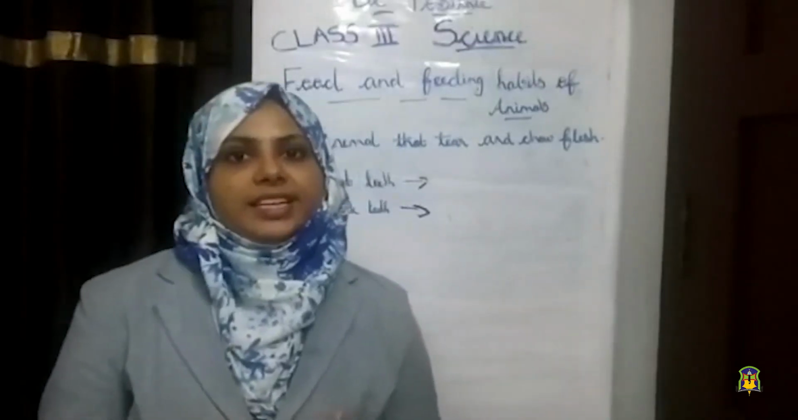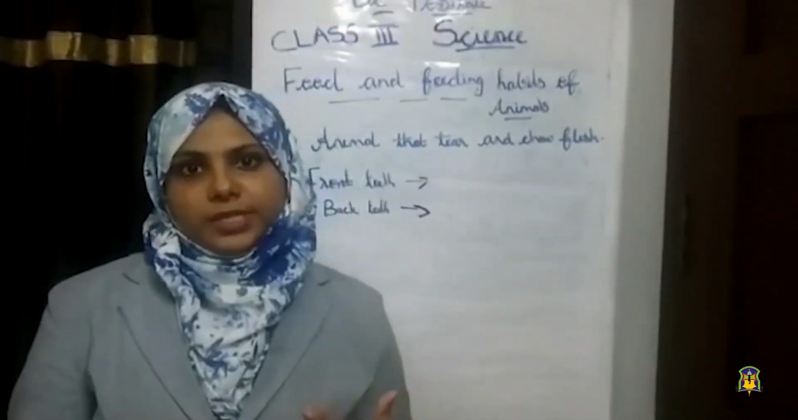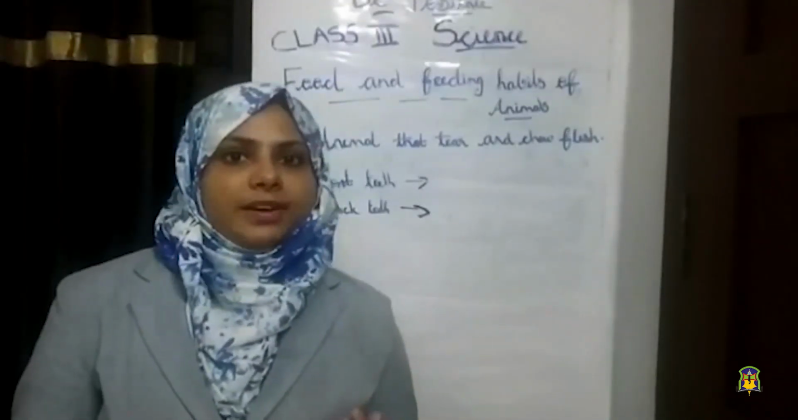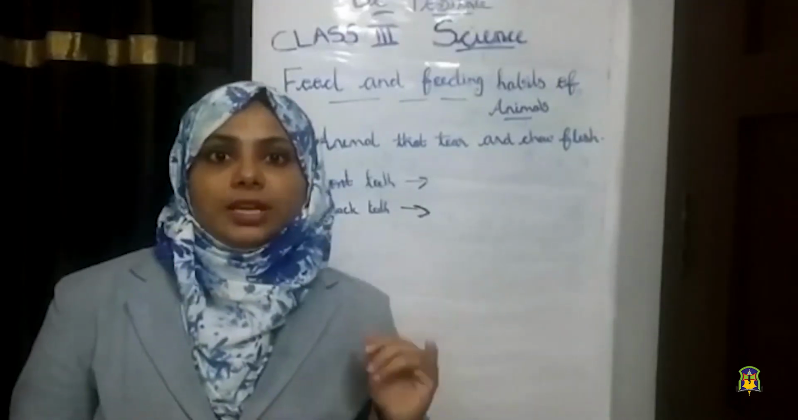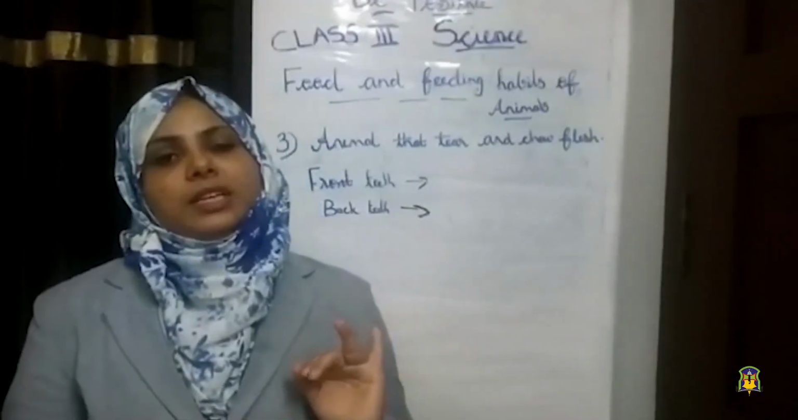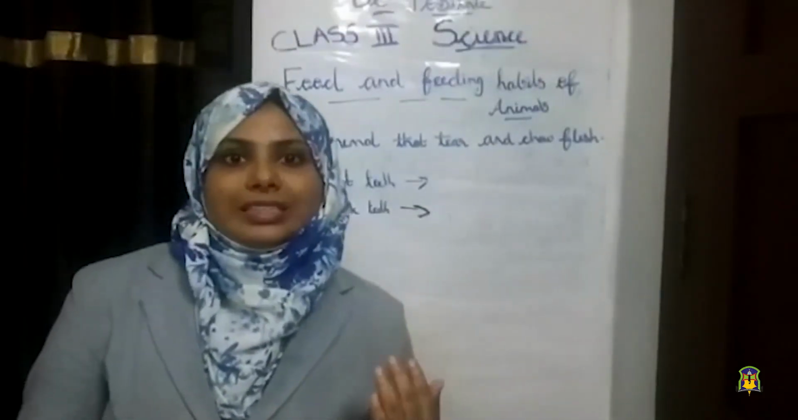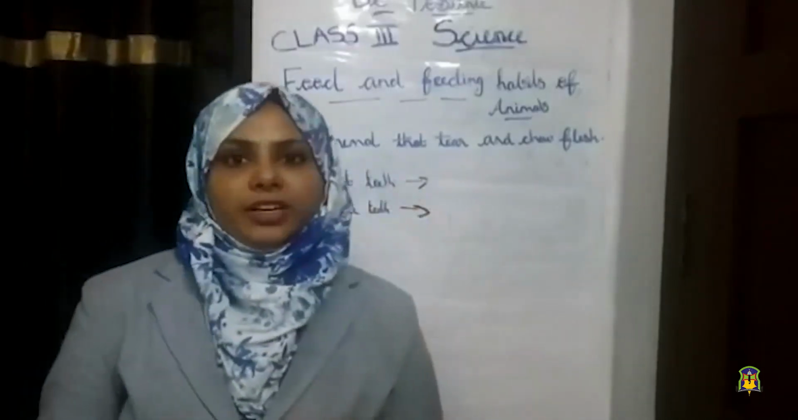In our previous class, we discussed herbivores, carnivores and omnivores, isn't it? Yes. We also discussed that different animals have different types of eating habits. The first one is about animals that swallow their food. Today we are going to discuss the third type, that is animals that tear and chew the flesh.